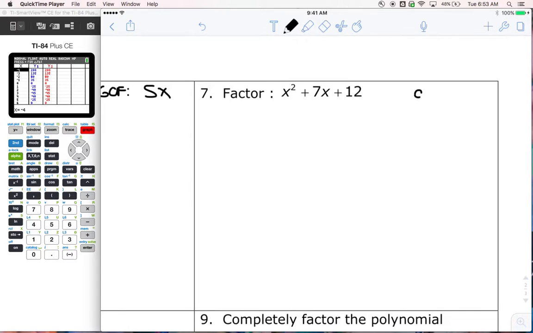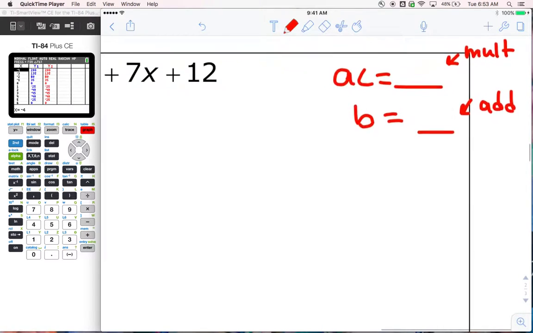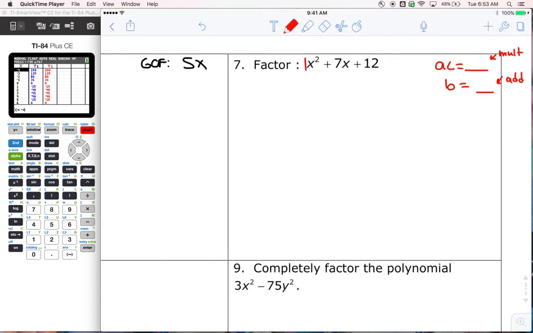So I'm going to first look at a times c. I've got to always look at a times c. And then I'm also going to look at b. Do you remember why? Because we have to find two numbers that multiply to a times c. The same two numbers we choose need to add up to our b value. So in this case, a times c is just 1 times 12 and get 12. b is 7. So what two numbers multiply to 12 but add up to 7?